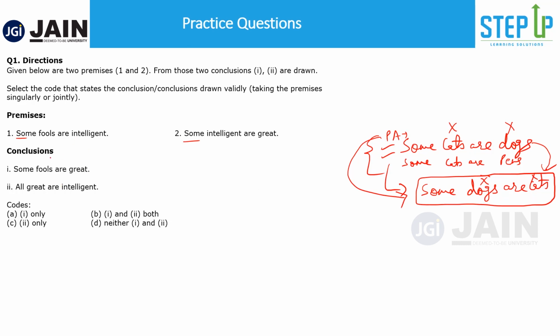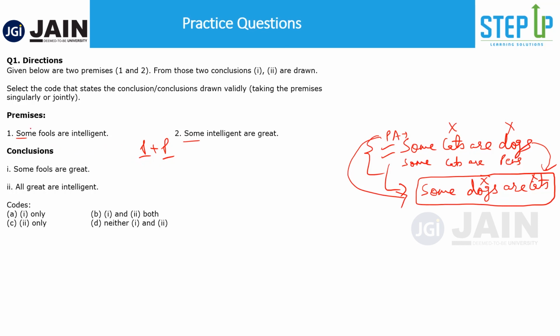Let's come to this case. This is not that case where they have reversed and kept. Fools intelligent, intelligent fools we don't have. Intelligent great, great intelligent, but this is not in the same format. So in this question we can say particular plus particular, and we already know there are no conclusions.